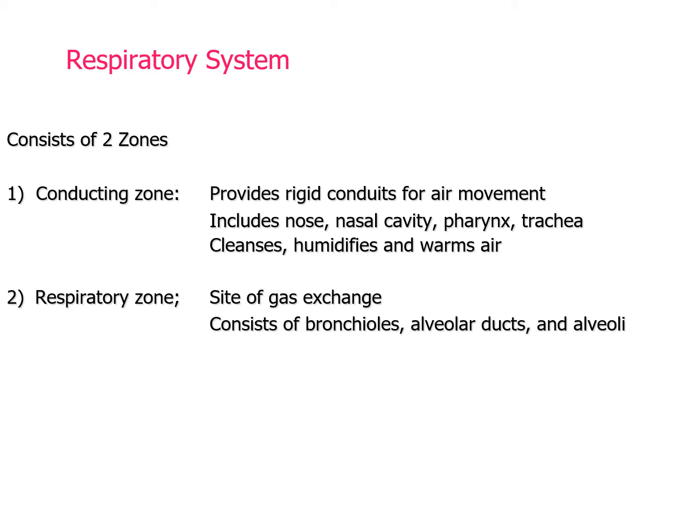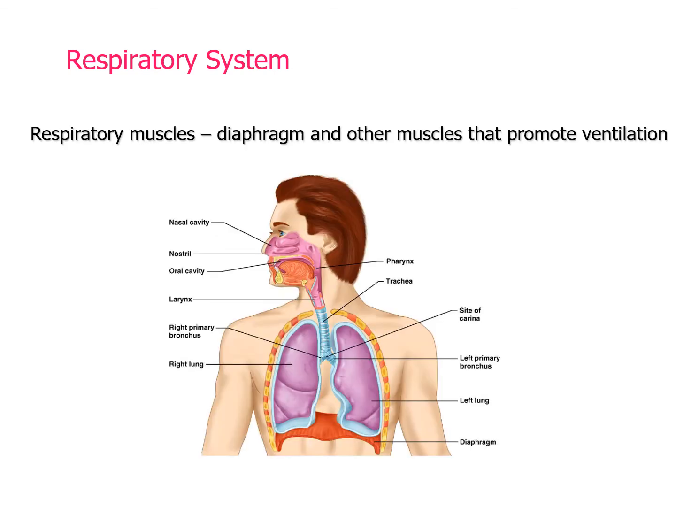The other zone is the respiratory zone, and that's the zone where you have actual gas exchange, and that actually consists of the respiratory bronchioles, and I'll talk in a little bit what I mean by respiratory bronchioles, the alveolar ducts and the alveoli, where the exchange is actually occurring. You have respiratory muscles. They include the diaphragm and any other muscle that can promote ventilation.